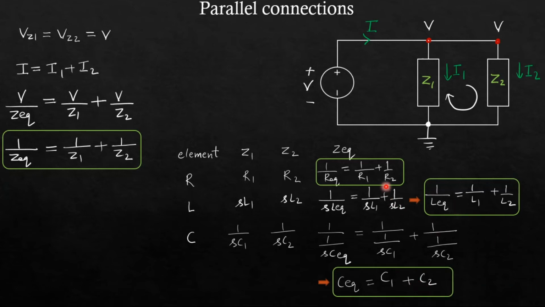So if you see, resistor and inductor follow the same principle in series and parallel addition. But capacitance follows the opposite principle. That is, the rules for series and parallel are just opposite for the case of capacitance versus resistance and inductance. Is it fine? Now let us summarize this.